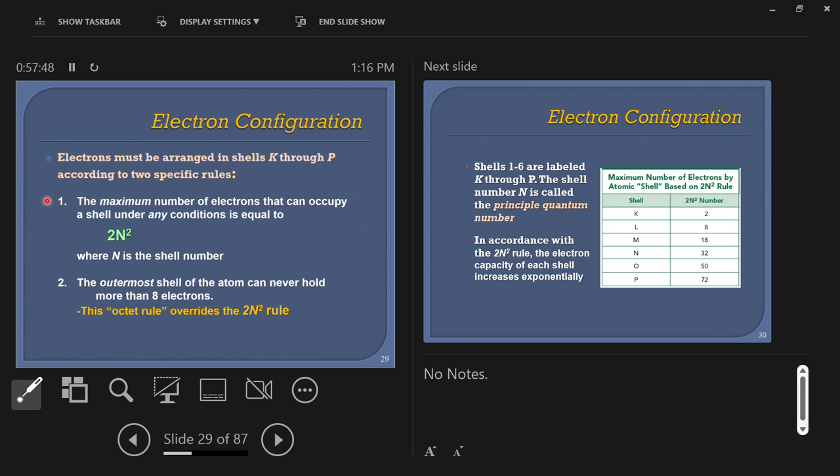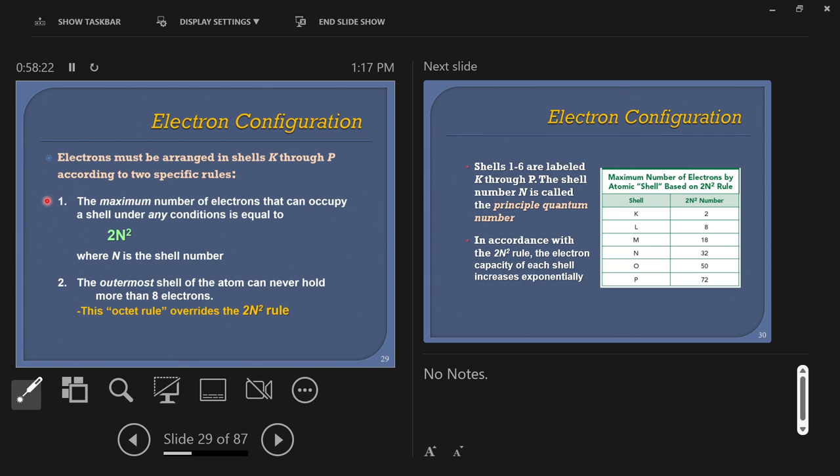Can someone help me? I forgot my order of operations. So work out what's in the parentheses. Is there any equation inside the parentheses? Just a 3, right? Then work out my exponents. 3 to the power of 2, or 3 times 3, is 9. Good. So 2 times 9 is 18. So the M shell of any atom can never hold more than 18.